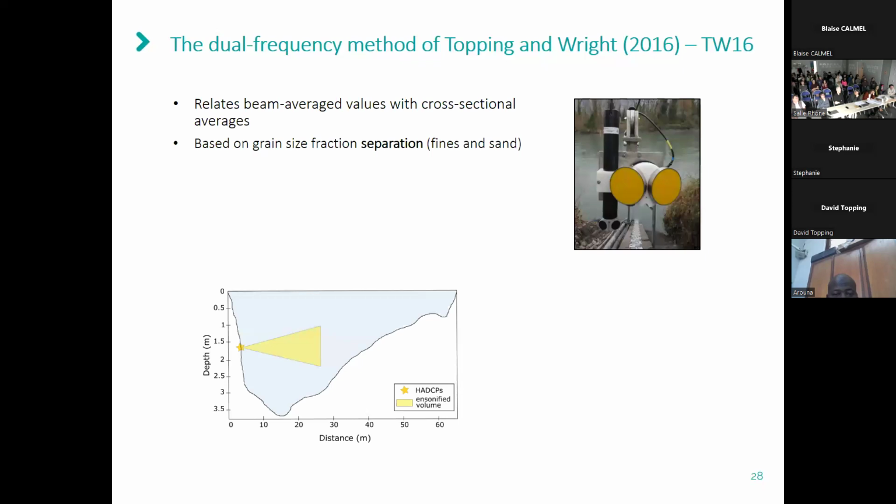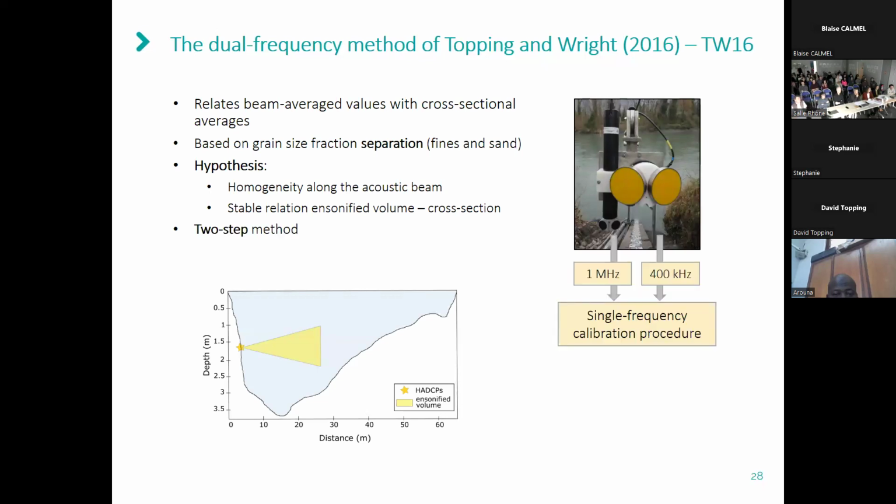Just to remind you of this method, here we're relating the beam average values in the insonified volume to the entire cross-section. And we're also separating fine sediments and sand fractions. Because it's a horizontal method, we suppose that there's a homogeneity along the acoustic beam and that there's a stable relation between the insonified volume and the entire cross-section.